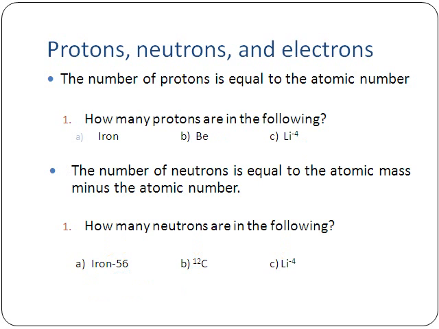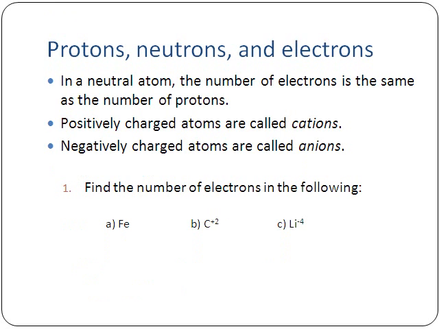So onward we move to electrons. In a neutral atom, an atom that doesn't have a charge, the number of electrons is the same as the number of protons. Now this makes sense because if I had an atom that has 10 protons in it and I know it's neutral, that means I have to have the same number of negatives as I do positives. And so if I have 10 protons which are positive, I have to have 10 electrons which are negative. So in a neutral atom, very simple. It's just the same as the number of protons, which is the same as the atomic number.